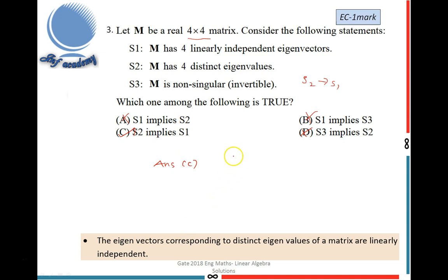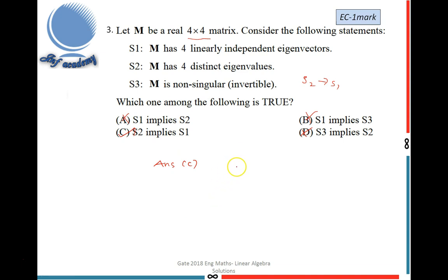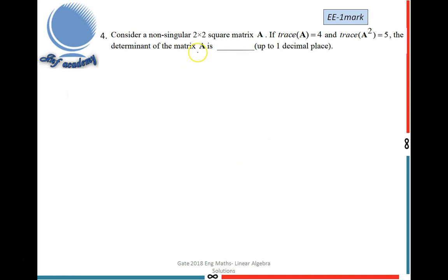Next, move on to the fourth problem. Consider a non-singular 2 by 2 square matrix A. If trace of A equals 4 and trace of A square equals 5, the determinant of the matrix A is dash up to 1 decimal place. This question is from EE, Electrical Engineering Department. It has 1 mark. Here we have to find the determinant of the matrix A.